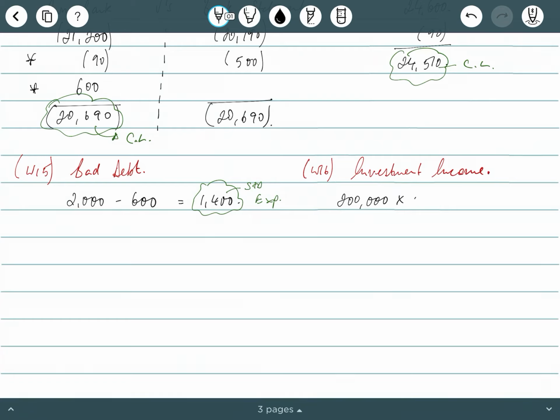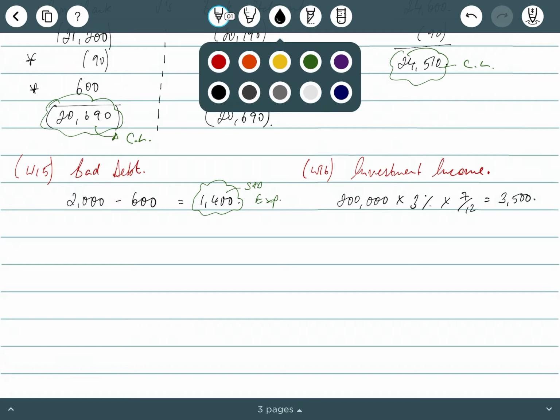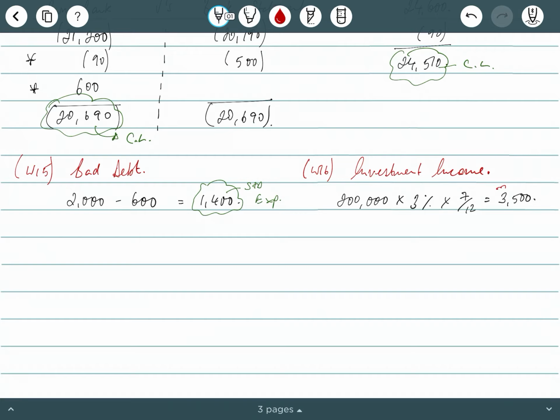Multiplied by 3%. And be careful, you got on the 1st to 6th, you had it for the 6, 7, 8, 9, 10, 11, 12, which is 7 months. So 200,000 multiplied by 3%, multiplied by your 7 over 12 gives you 3,500. And as it says here in the question, it is due. So therefore that is a current asset.